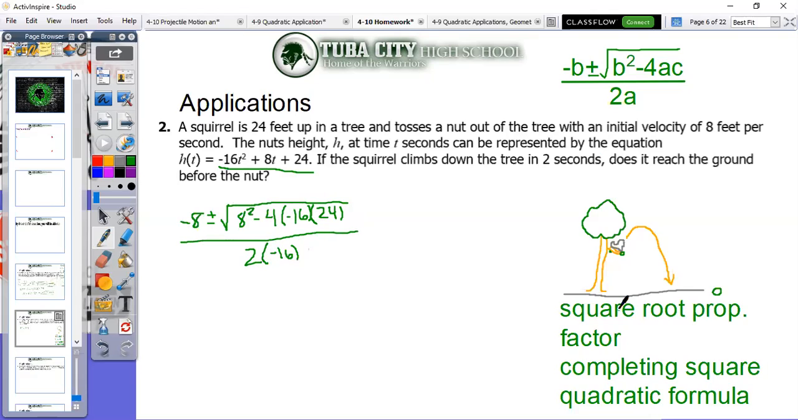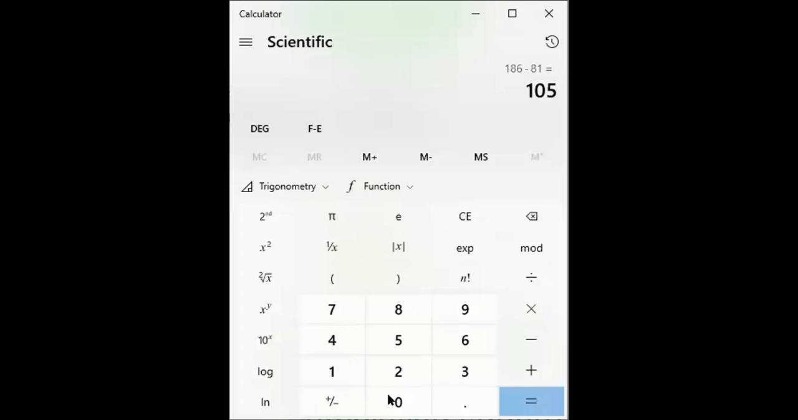All right, so we got quite a lot of stuff going on. So I'm going to go ahead and use the calculator, and we're going to calculate the discriminant. That is all the stuff underneath the radical, the b squared minus 4ac. So we have 8 squared is 64. That's easy. But what we don't know is negative 4 times negative 16 times positive 24.